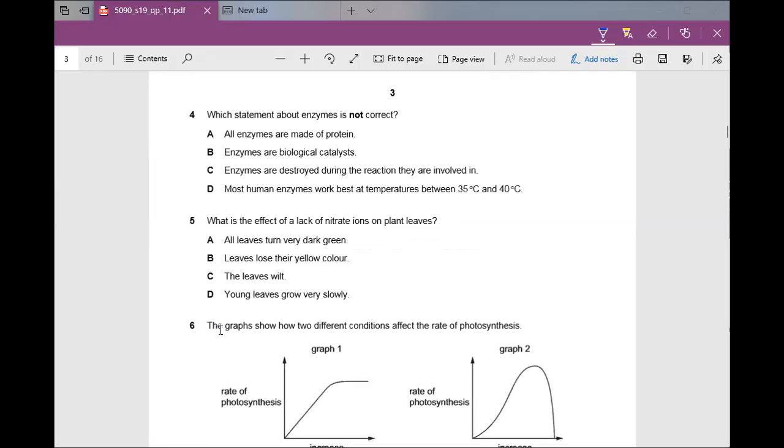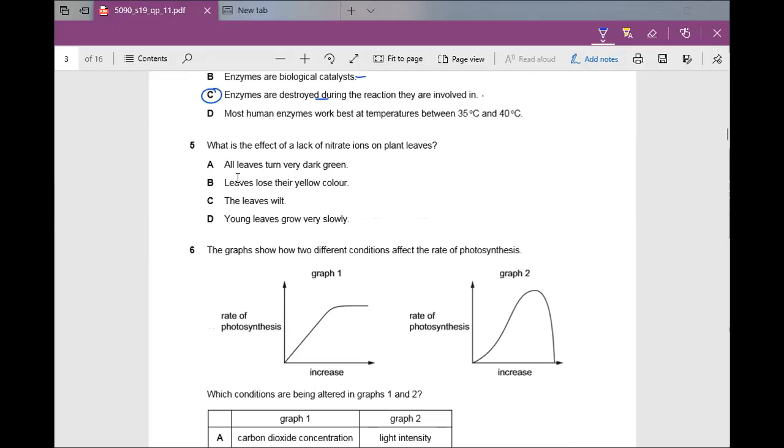Which statement about enzymes is not correct? It means we have to find out which one is wrong. All enzymes are made of protein. This statement is correct. All are biological catalysts. It is also correct. Enzymes are destroyed during the reactions they are involved in. It is impossible, because enzymes remain unchanged at the end of a chemical reaction. So the answer is C.